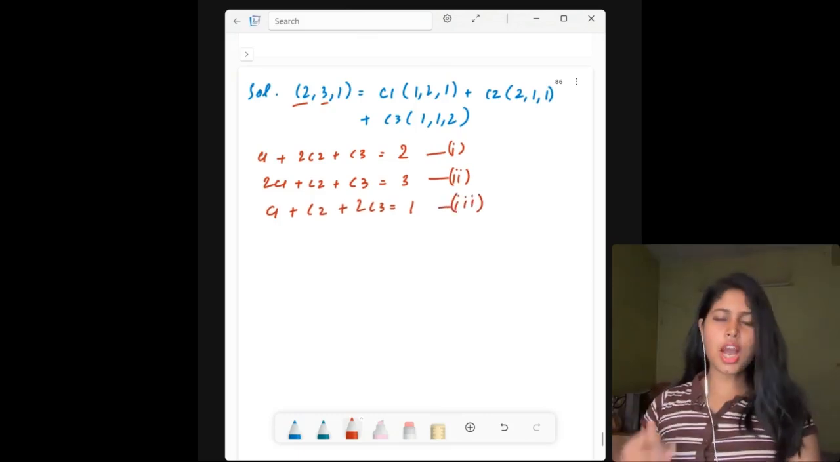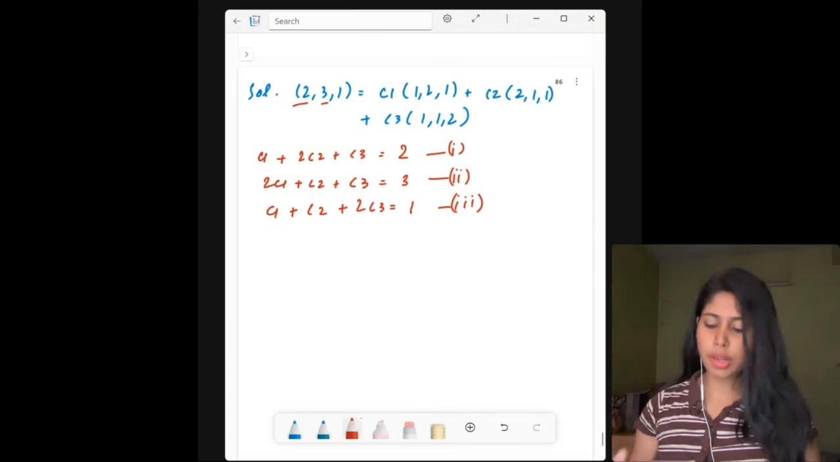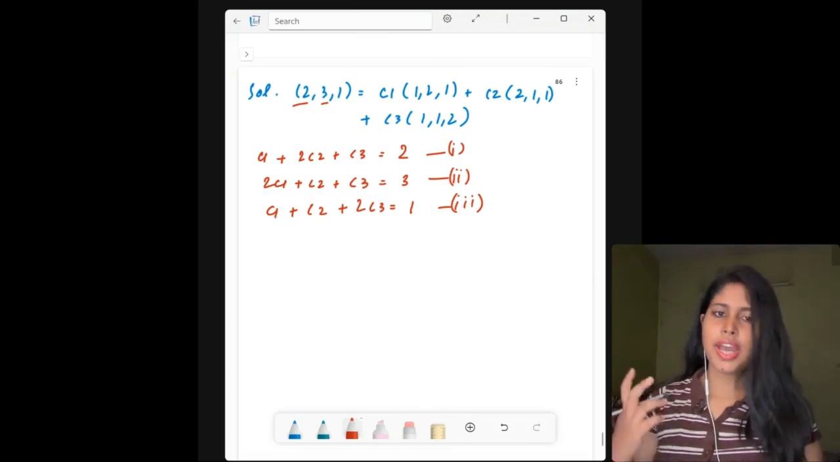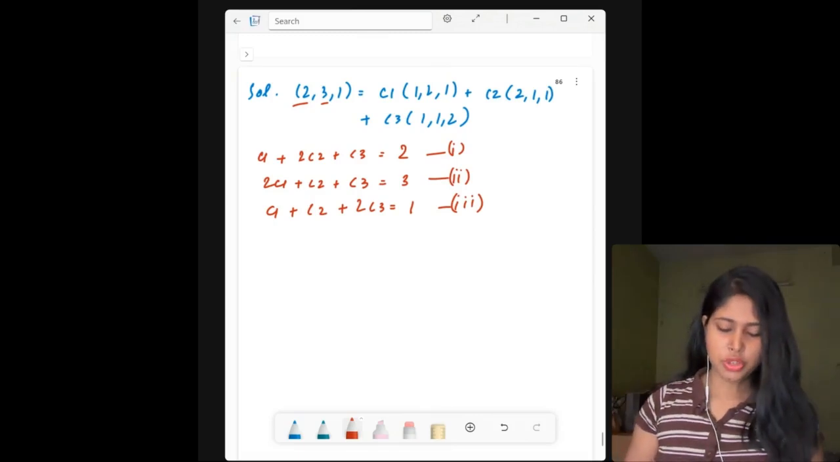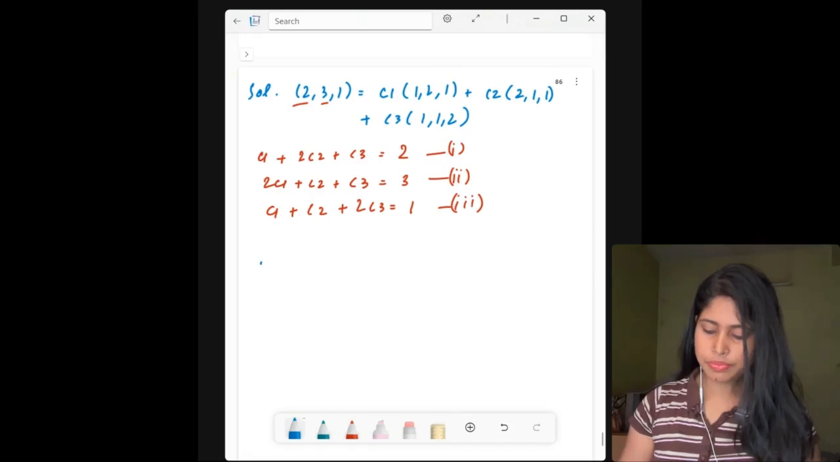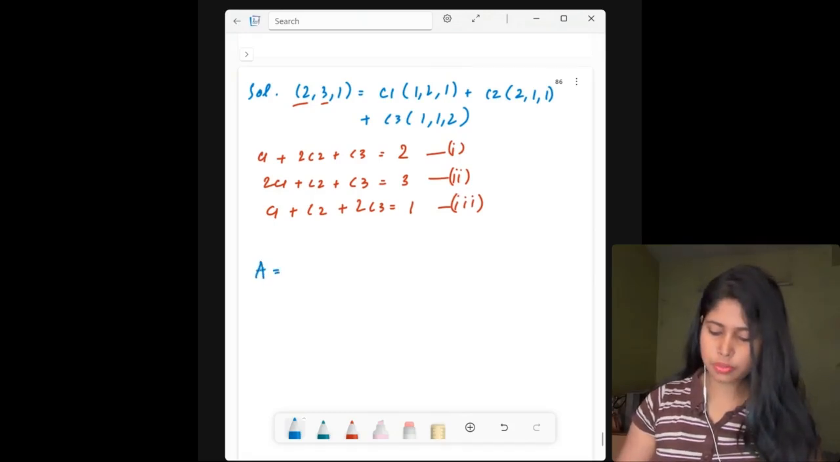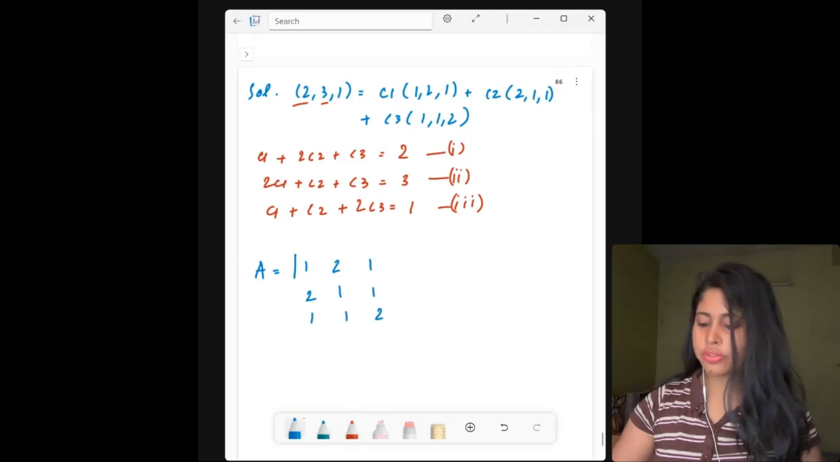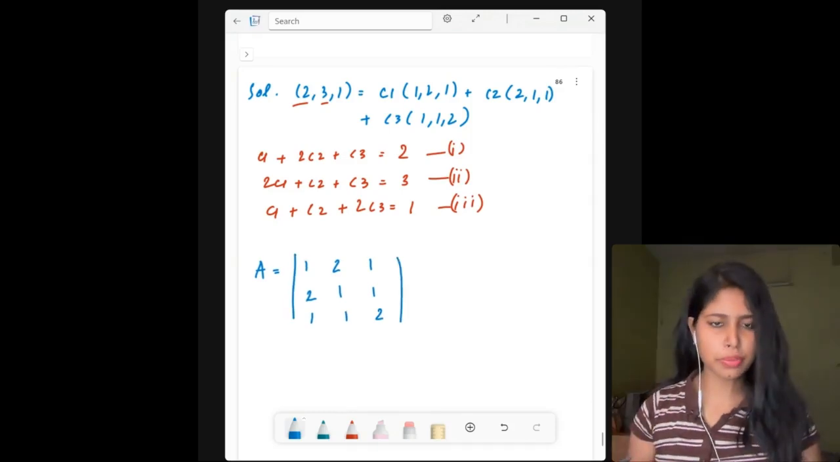Now from here, how will we try to do it using Cramer's rule? We first need to find the coefficient matrix, right? And we will find the determinant of it. So what is our coefficient matrix? Let us take this color. A is (1 2 1), (2 1 1), and then (1 1 2). This is our coefficient matrix, and now we'll find the determinant of it.